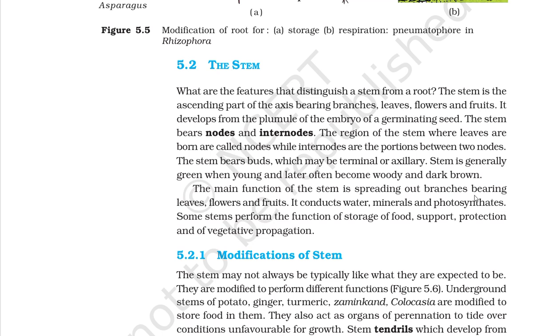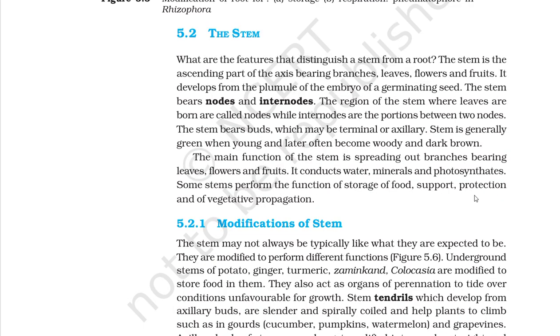The stem bears buds, which may be terminal or axillary. Stem is generally green when young and later often becomes woody and dark brown. The main function of the stem is spreading out branches bearing leaves, flowers and fruits. It conducts water, minerals and photosynthates. Some stems perform the function of storage of food, support, protection and vegetative propagation.